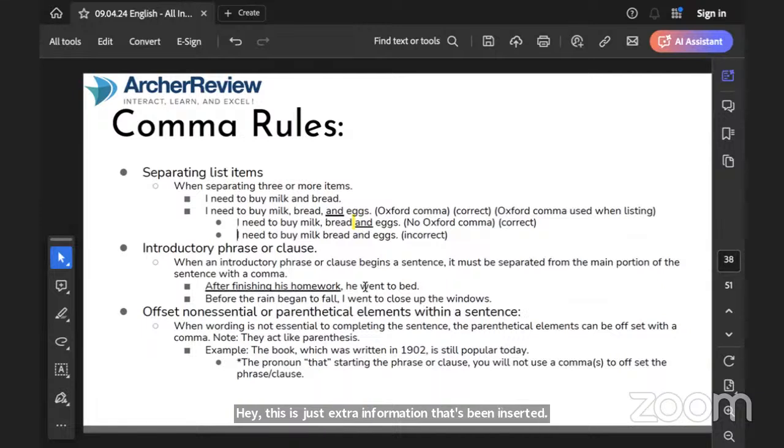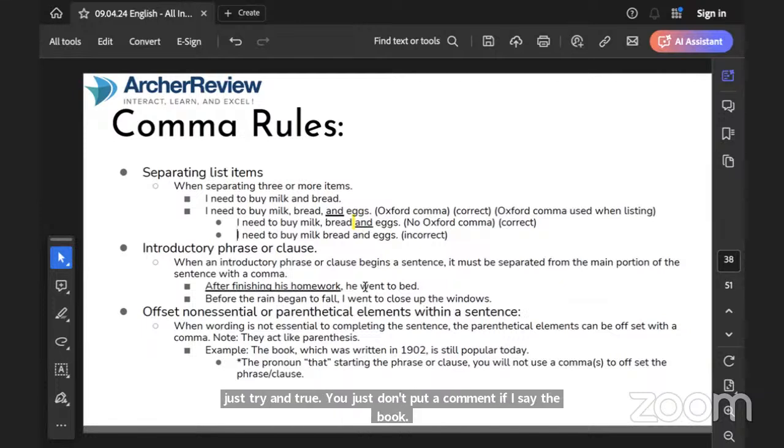Now, I have a note here for you. If you have a dependent clause that is inserted in the middle like this, or even if it's added on to the end of the sentence, and it starts with the pronoun "that," you will not put a comma. Okay? It's just tried and true. You just don't put a comma. If I say "the book that was written in 1902," I don't put a comma anywhere.